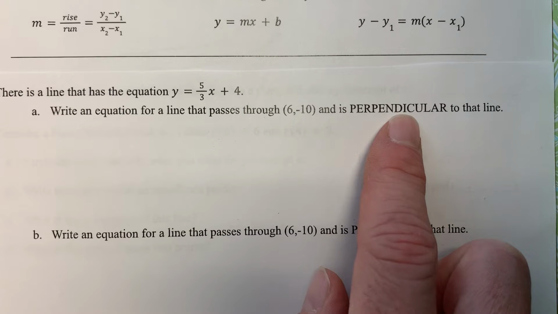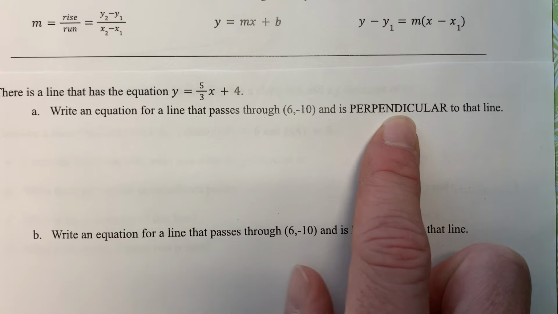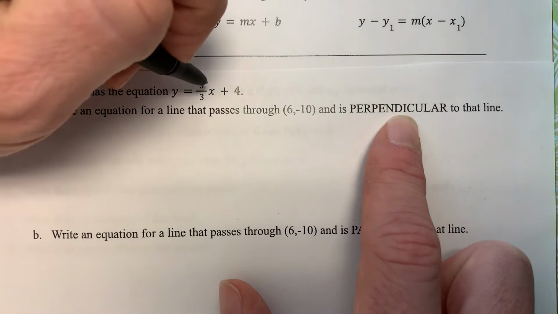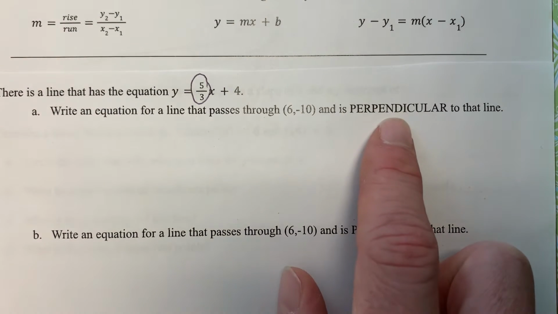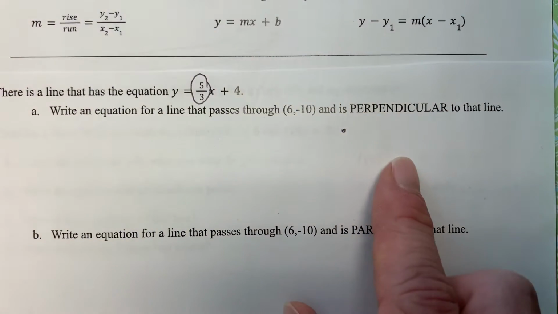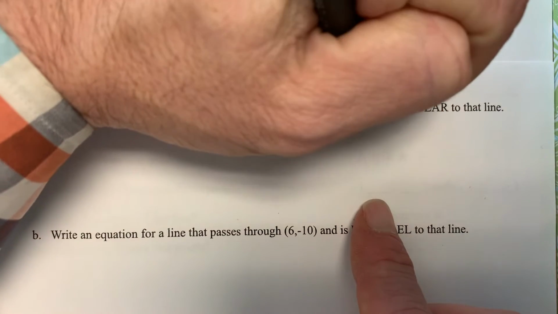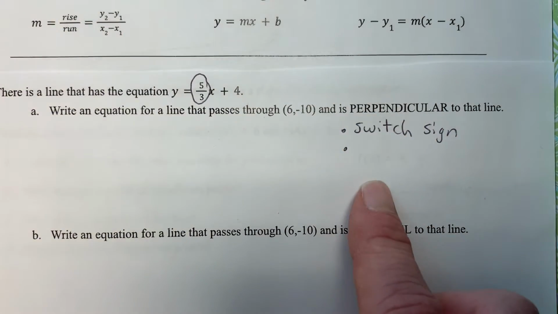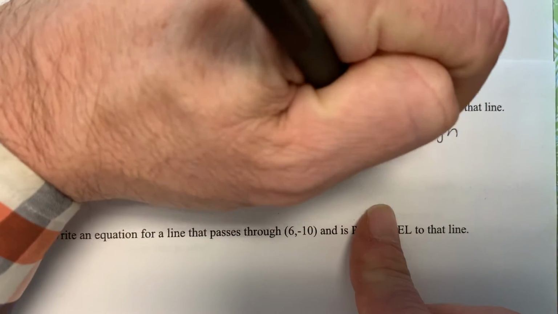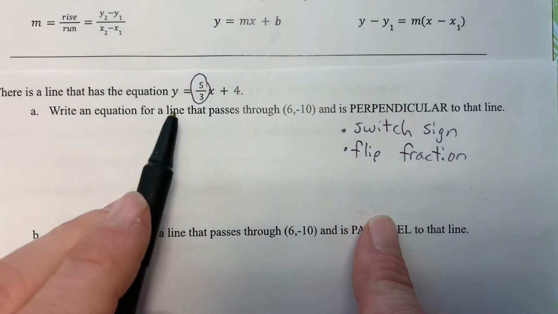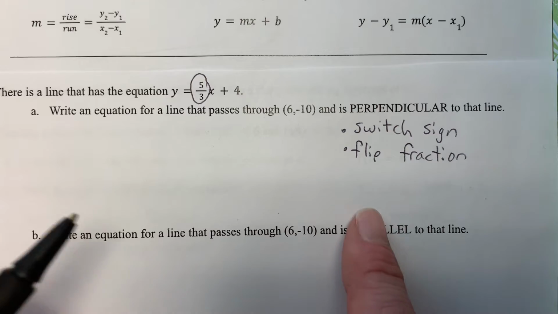So if you want a line to be perpendicular, then what you need to do is you need to find the slope and you need to make two changes to it. So in problem number 6, the slope is 5/3. And the two changes you have to make to get a perpendicular slope, number 1, you have to switch the sign. And then the second thing you have to change about a slope to get it perpendicular is you need to flip the fraction. Okay? So in our original line, the slope was 5/3, okay?